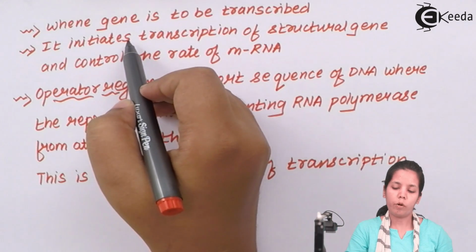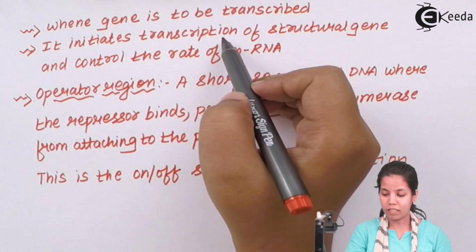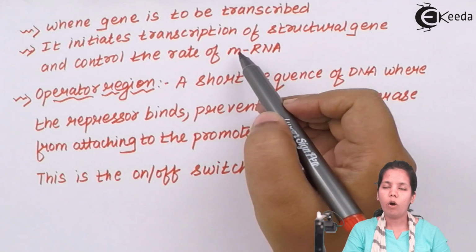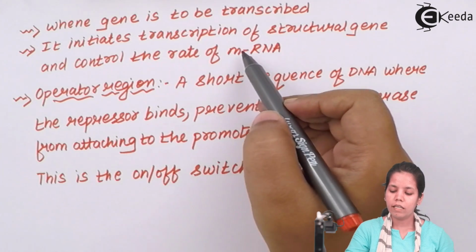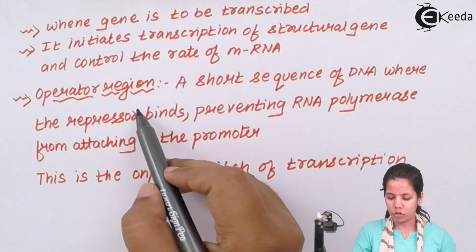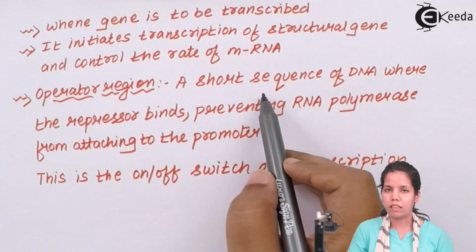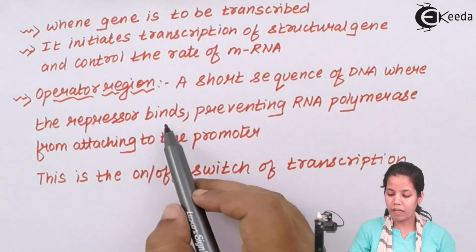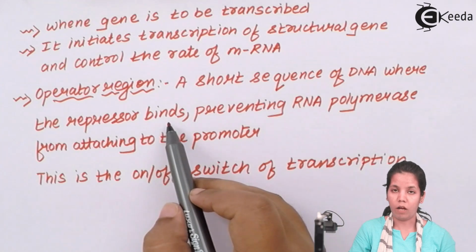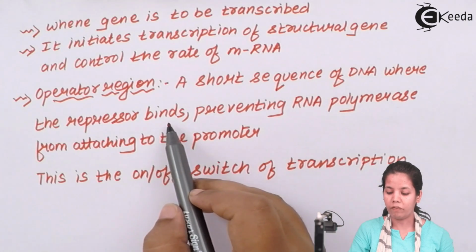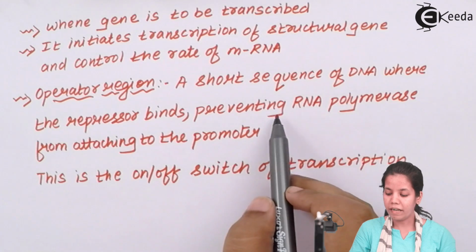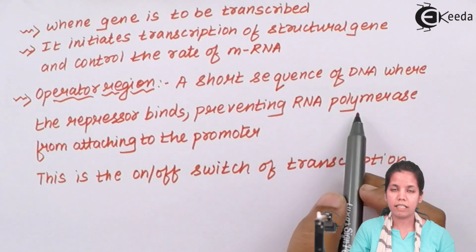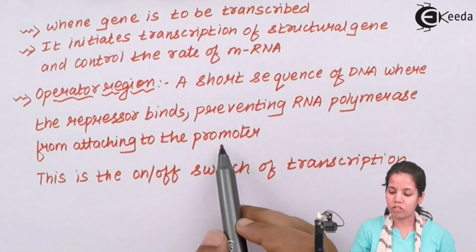Now, if we talk about the promoter region, it initiates the transcription of structural genes and controls the rate of mRNA, or messenger RNA. The next region is the operator region. Now, the operator region is a short sequence of DNA where the repressor protein binds. This short sequence of the lac operon, where the repressor protein binds, prevents the RNA polymerase from attaching to the promoter.